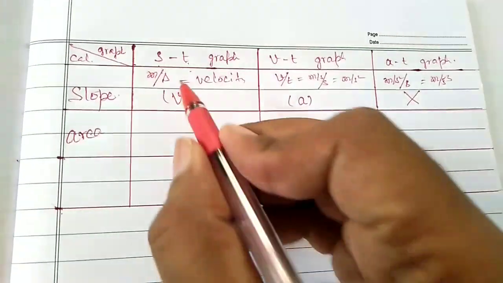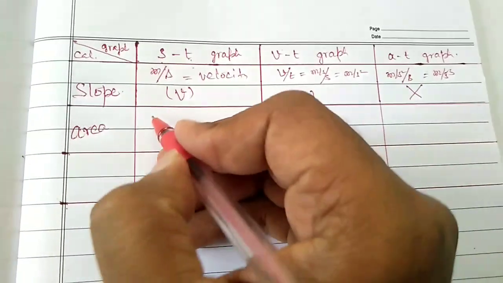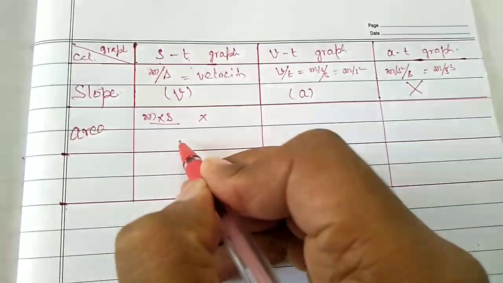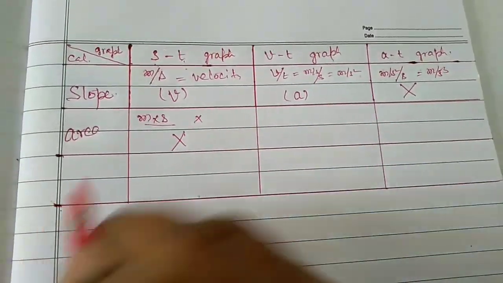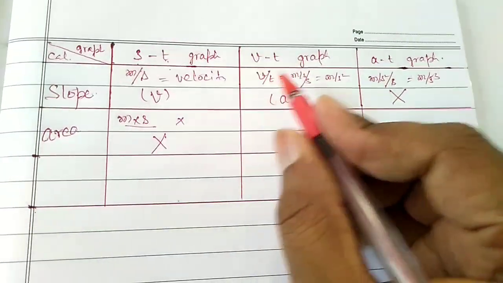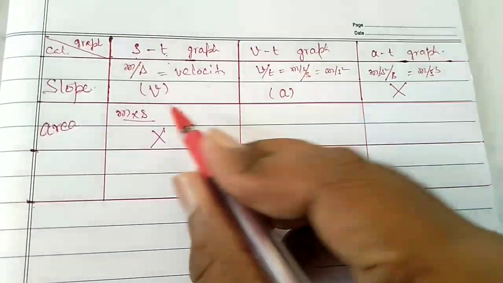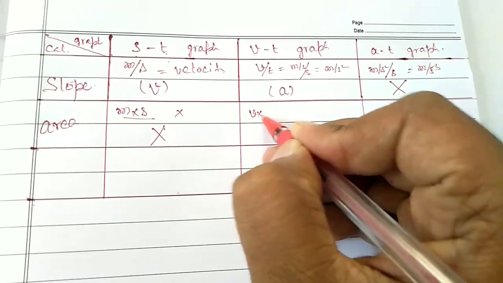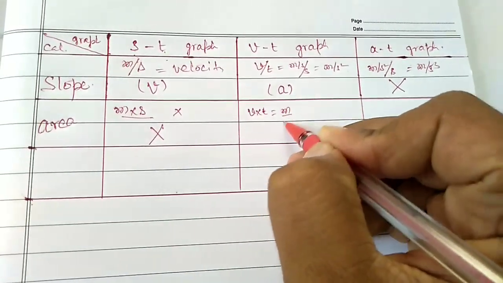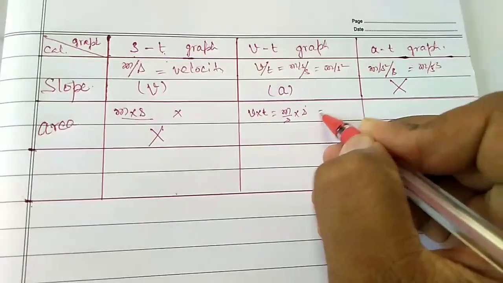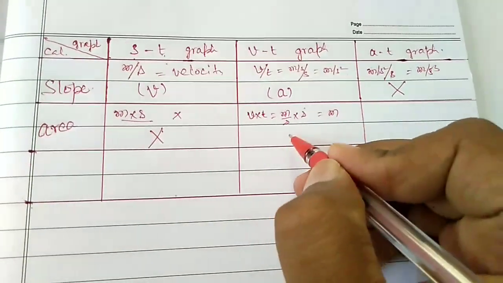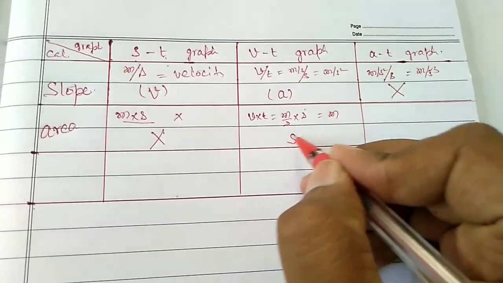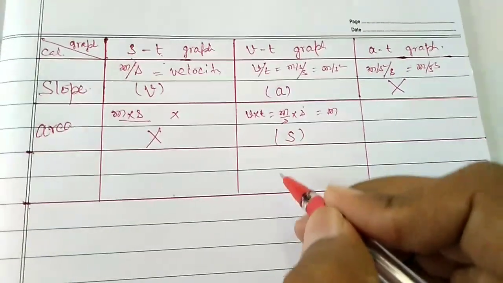And if we are calculating the area on the ST graph, meter into second we are doing, so nothing. No physical quantity has unit meter second. Next, VT graph, velocity time graph. If we are calculating area, it means multiplying velocity into time. So velocity into time means meter per second into second cancelled. What is remaining? Meter. So this is displacement actually. If we are calculating the area of the velocity time graph, you are calculating displacement.